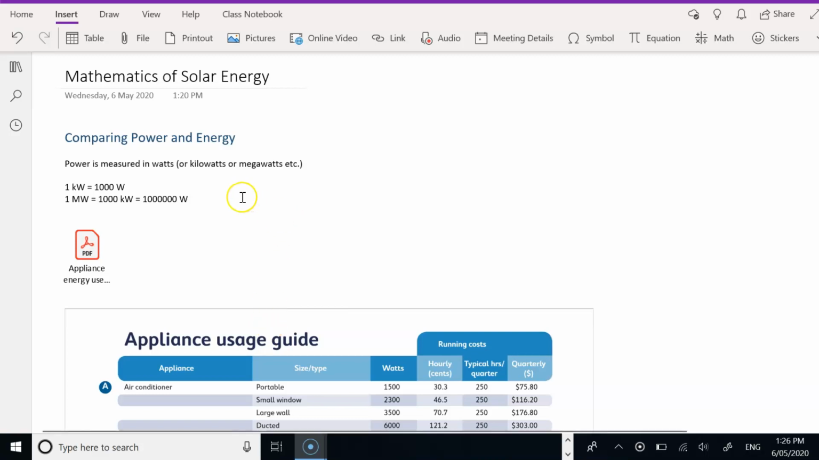So in this series of videos, we're going to look at the mathematics behind rooftop solar energy systems. We'll begin by comparing power and energy, because that's really essential that we get an understanding of the difference between the two.